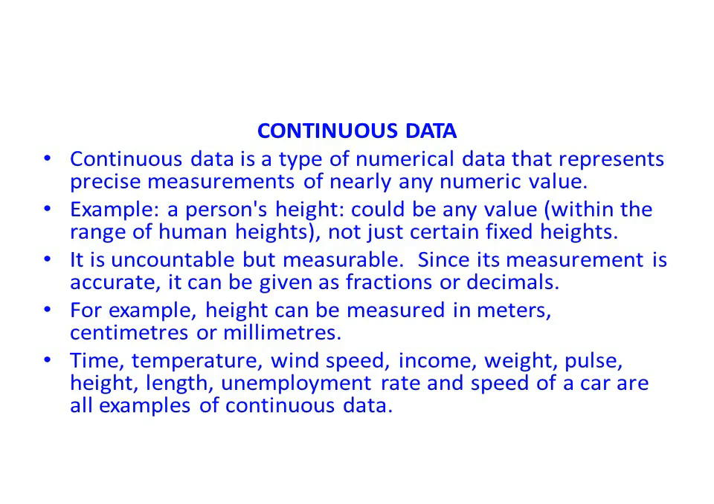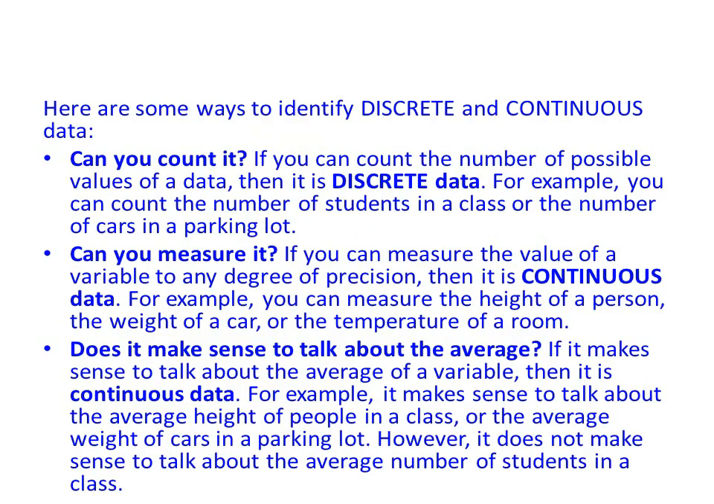Time, temperature, wind speed, income, weight, pulse, height, length, unemployment rate and speed of a car are all examples of continuous data. Here are some ways to identify discrete and continuous data. Can you count it? If you can count the number of possible values of a data, then it is discrete data. For example, you can count the number of students in a class or the number of cars in a parking lot.